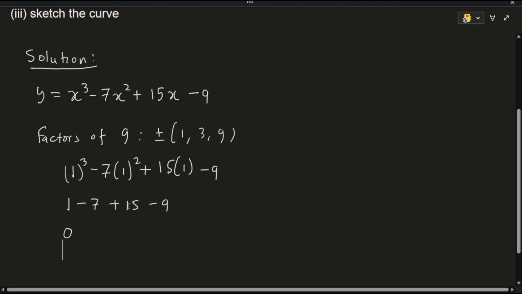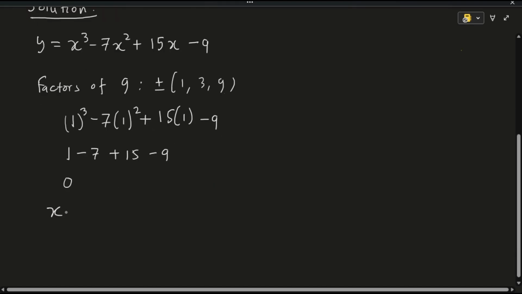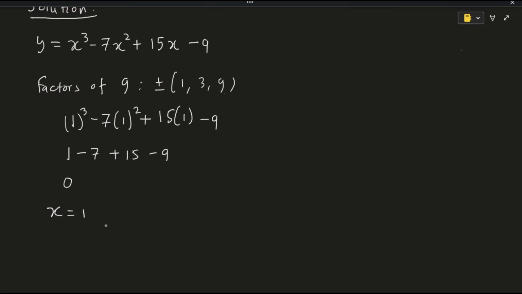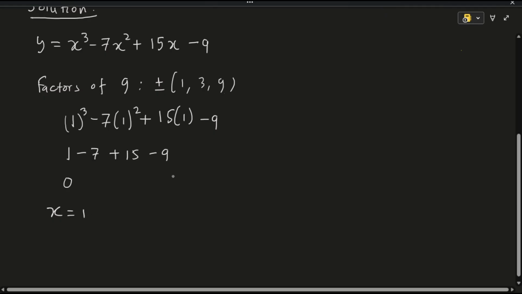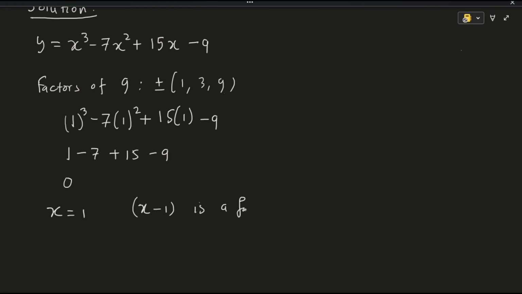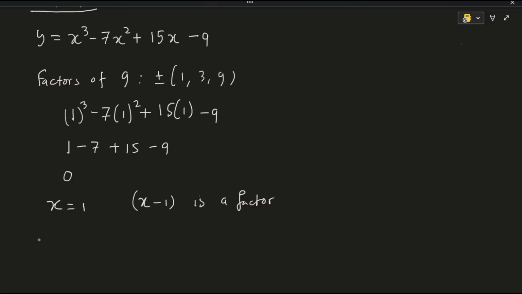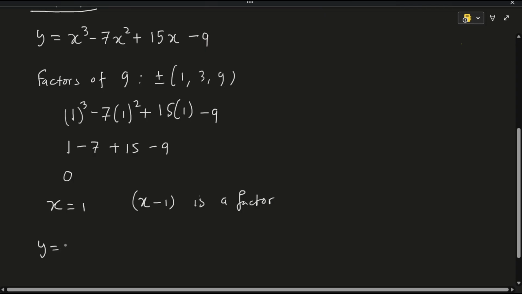Now, if +1 had not given us 0, we would have gone ahead with -1. If -1 had not given us 0, we would have gone ahead with +3, -3, +9, -9, until one of them results in 0. And because +1 has resulted in 0, it means x equals 1 is a root. And if x equals 1 is a root, then x minus 1 is a factor. So we can break down this polynomial into its factors as such.